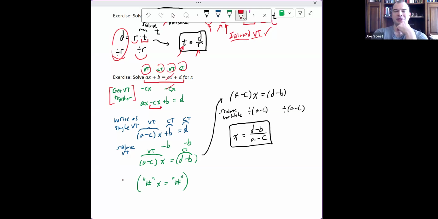And here I look at this and I say, well, I have ax minus cx. Those are like two variable terms. Can I write them as a single variable term? That's really my goal, to get a single variable term on the left side. And I can by undistributing the x. I notice that ax minus cx is really the same as a minus c times x.